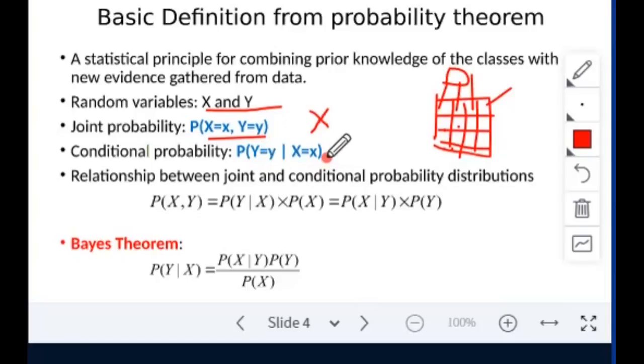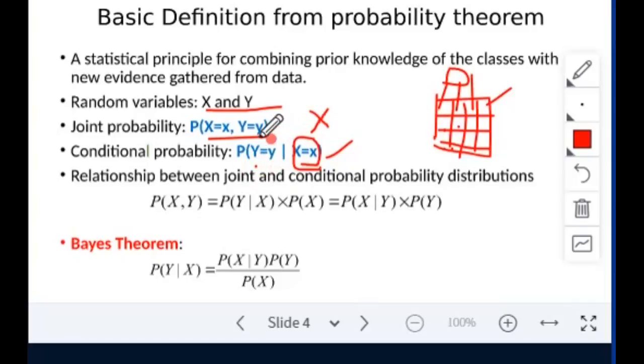Then next we have one more probability called conditional probability. So what is this conditional probability? Conditional probability is the probability that a random variable will take on a particular value given that the outcome of another random variable is already known. That means the value of this is already known. So when the known variable is given, it is calculated using this.